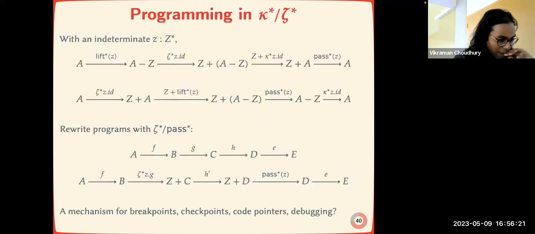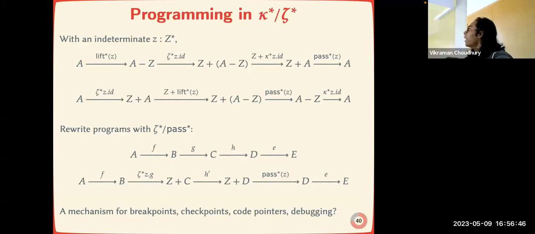Okay, right. Here are some fun programs that you can write in kappa star and zeta star using arrows. You can split the program A to A, the identity function, into these 4 steps in 2 different ways. It looks like snake equations, and these operators give you code pointers into the execution of the program.